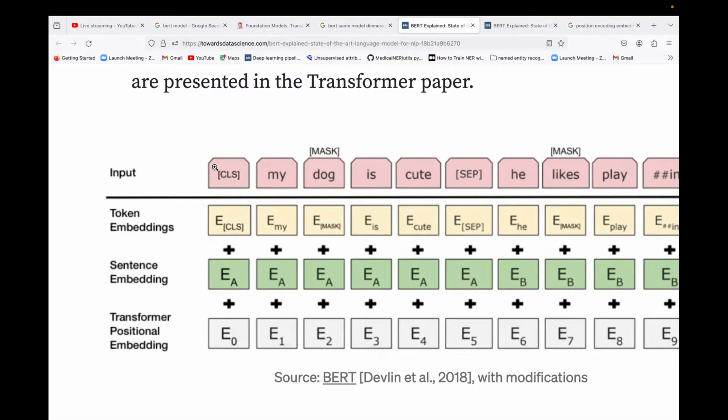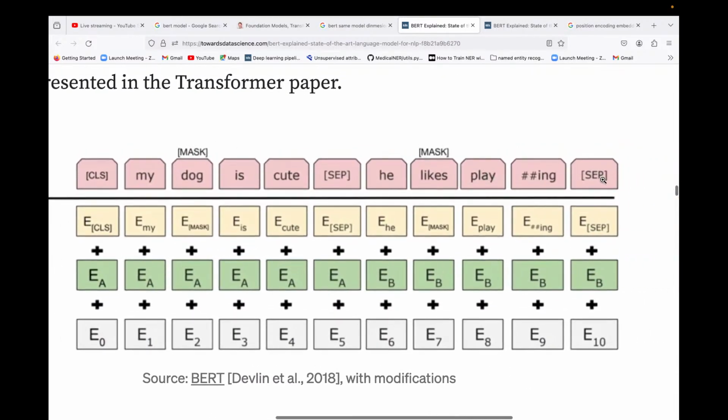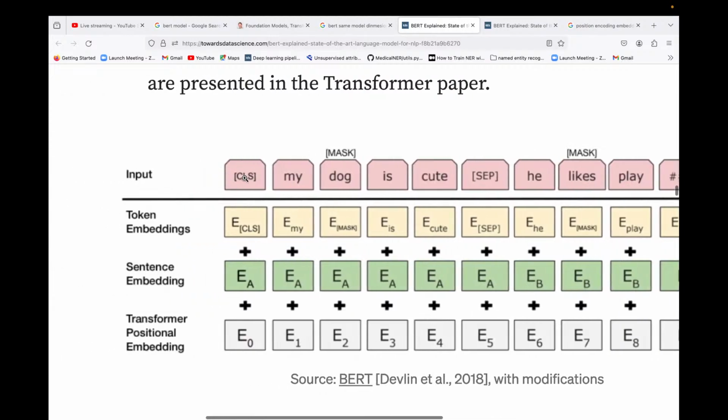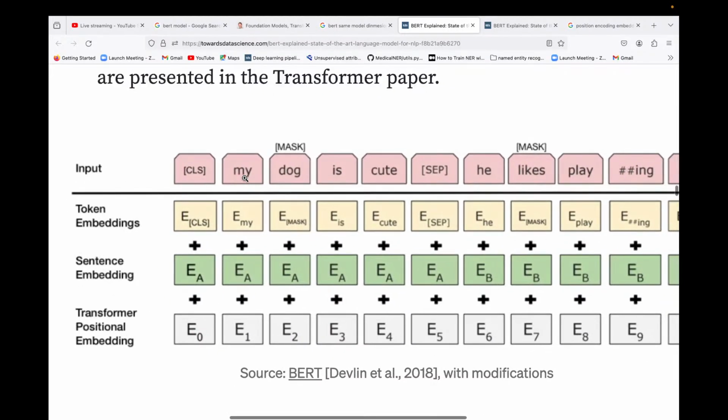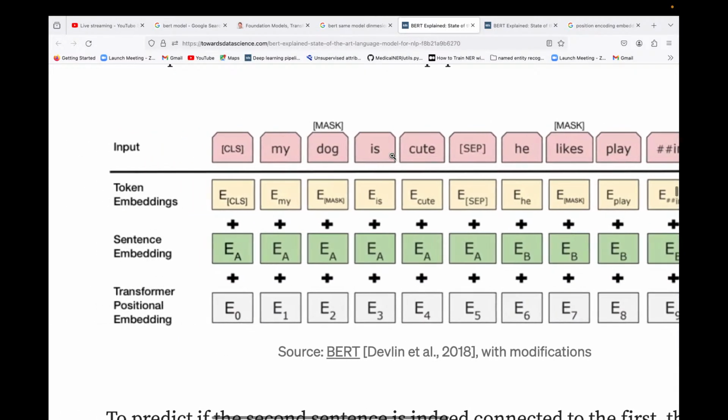The BERT model also has some special tokens, like here you are going to see CLS, and at the last you are going to see SEP. SEP means separation token, CLS means classification. At the beginning of every sentence it gives the CLS as a classification, and whenever a sentence ends, a separation token is added. Also, we are adding the mask.